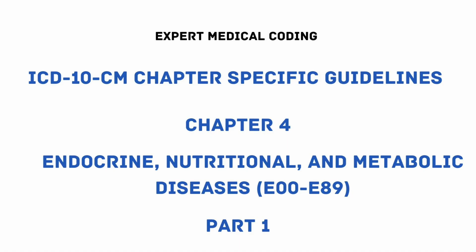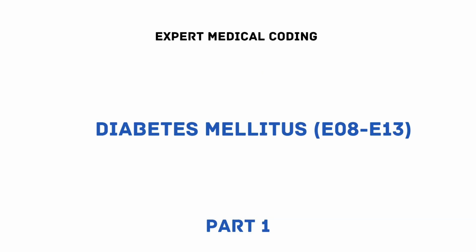In today's video, we are going to start Chapter 4, Endocrine, Nutritional and Metabolic Diseases from ICD-10-CM. This chapter covers codes from E00 to E89, and Diabetes Mellitus codes fall under categories E08 to E13. In this video, I'll explain the diabetes coding guidelines step by step in a very simple way, and I'll also give real coding examples so you can easily understand how to apply this guideline in practice. So let's get started. And here is the guideline.